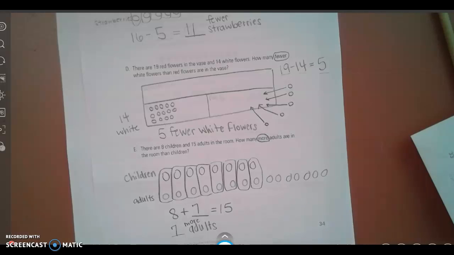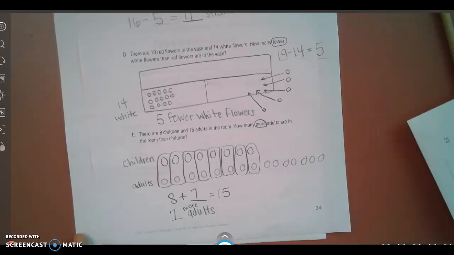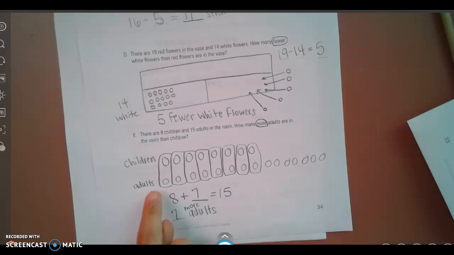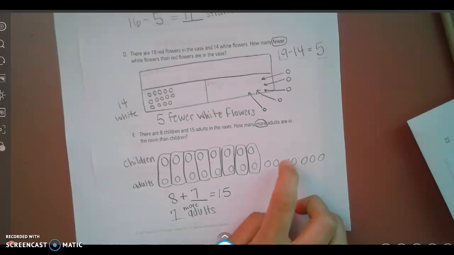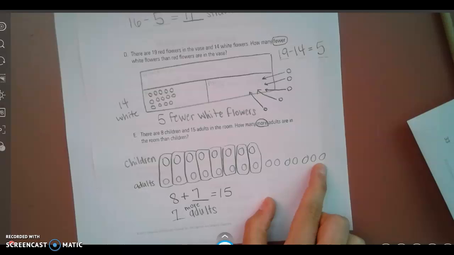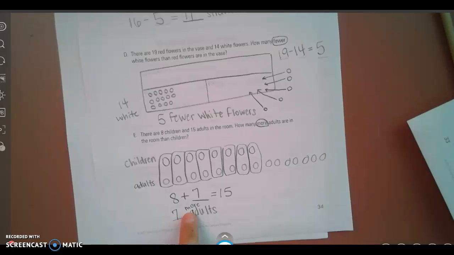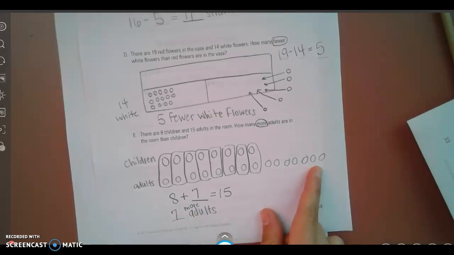And the last one is letter E. There are 8 children and 15 adults in the room. How many more adults are in the room than children? So I went back to drawing my diagram on this one because I like to do that strategy more, but you can do it either way you like. So we had 8 children, and then we had 15 adults. I lined them up, and then I drew a box around them to make sure they were lined up, and these were the ones that I couldn't line up because there weren't any more. So we had 8 children plus, then I counted these circles that were left over: 1, 2, 3, 4, 5, 6, 7. So plus 7 equals 15, right? So I found that there are 7 more adults, and that's here, than there were children.